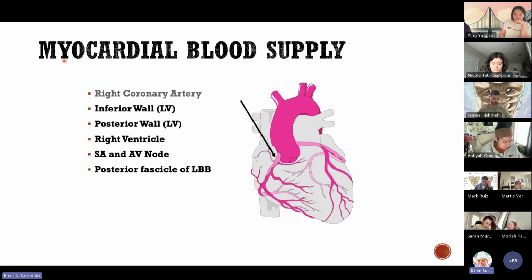So now we're going to talk a little bit about the blood supply to the myocardium. This is one of those things that you may have had a decent amount of exposure to, but we're just going to kind of focus a little bit more on it for right now because this is going to be pretty important to you in the future.